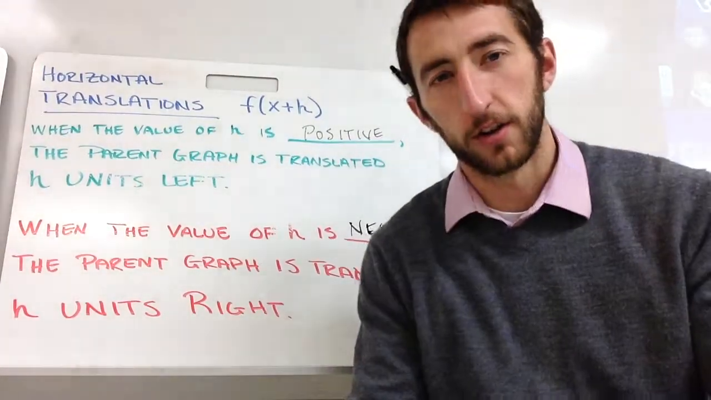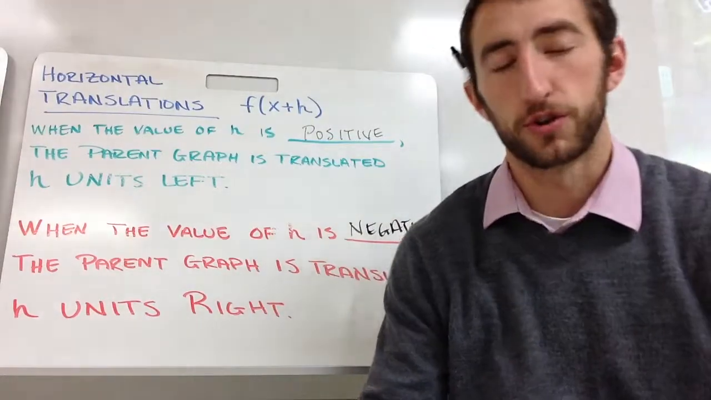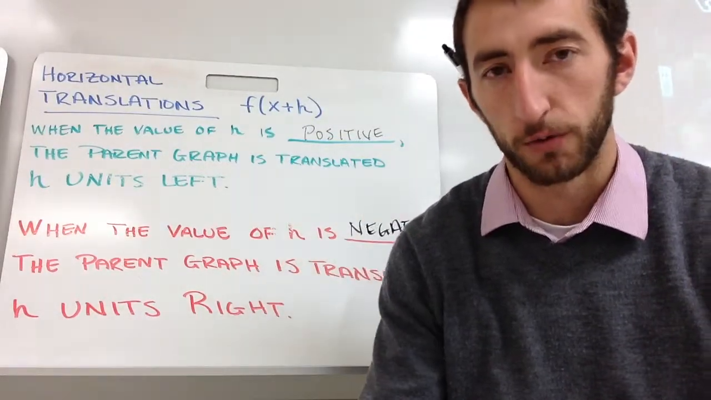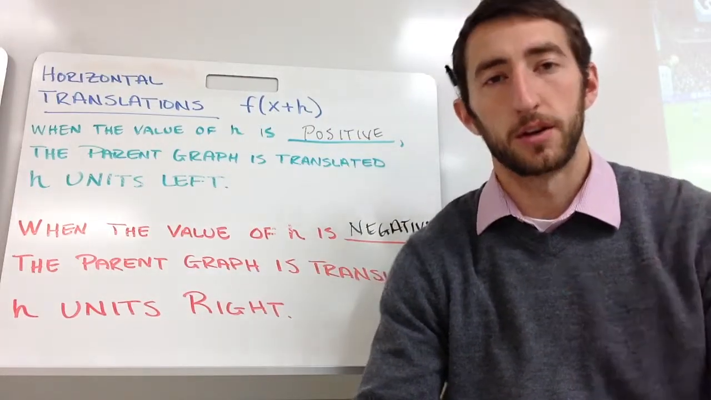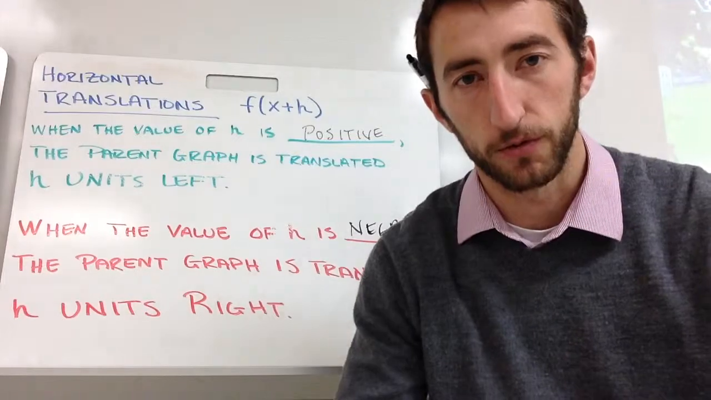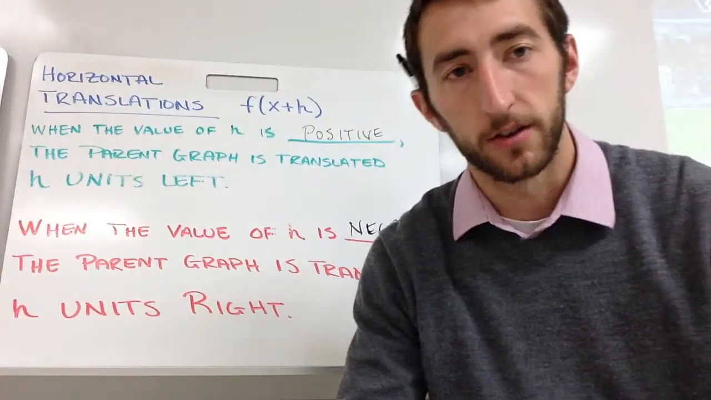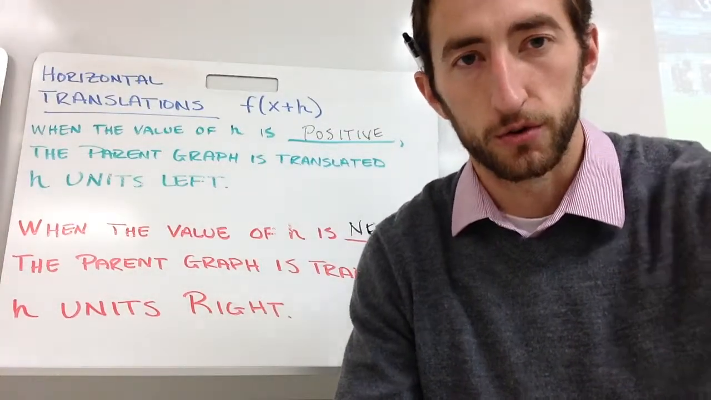And that is all the translating that we're going to do for this course. All we're doing is moving up, down, left, or right. Whenever you go on to further math courses, you'll be doing a lot different stuff, reflections, and all kinds of stuff with translations. But that is it for horizontal and vertical translations.